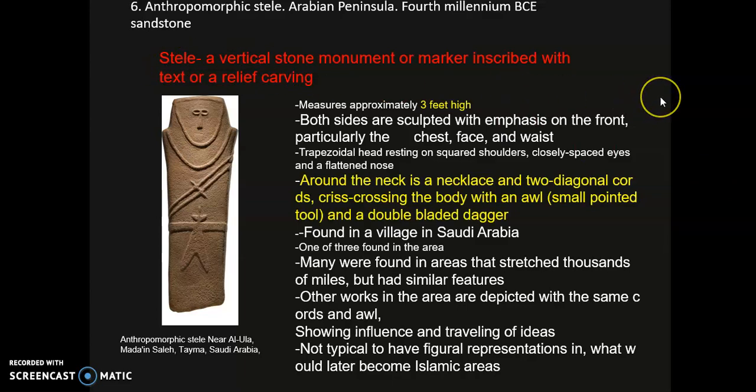Okay, and there you go. There's your stele. It's approximately 3 feet high. Now, here's some of the imagery.